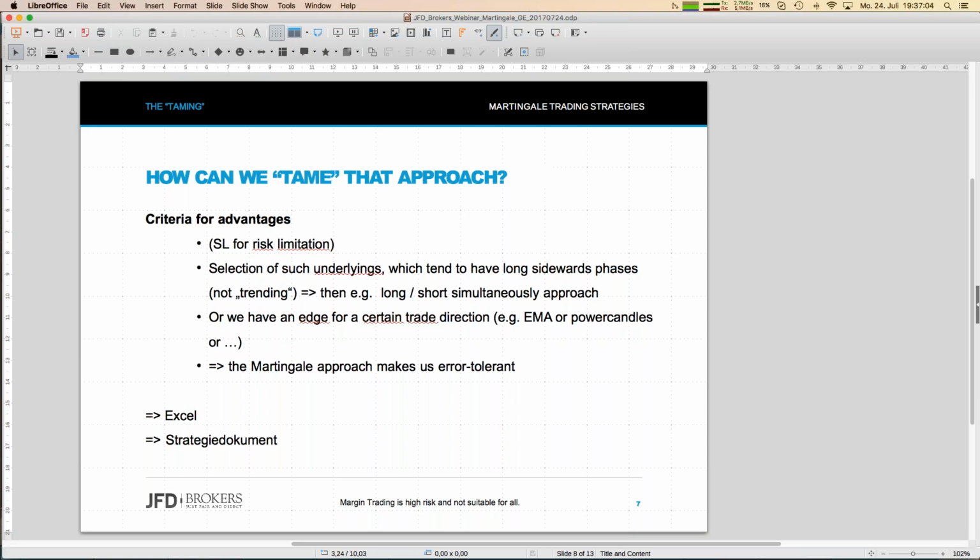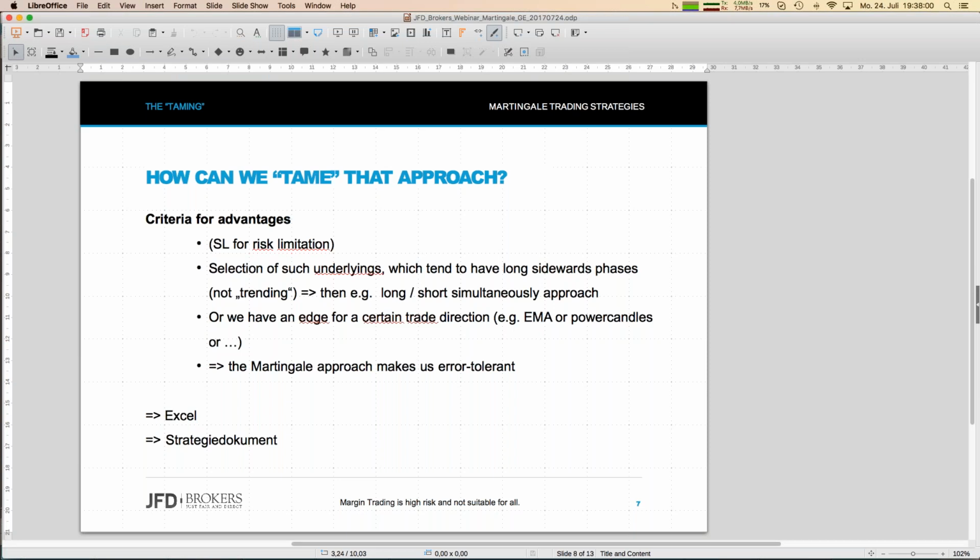But anyhow, what are our criteria for advantages? So stop loss as a risk limitation, got it. As always, we are traders, we have stop losses. But think once again about those sideways phases. Maybe there are special underlyings which have a tendency for sideways markets, just going a little bit up, going a little bit down. You may already have some ideas of special underlyings which look like that. Think, for example, about Euro Swiss franc. Normally, that's quite a boring underlying, not doing anything more or less. Might that be an ideal candidate for that kind of trading approach?